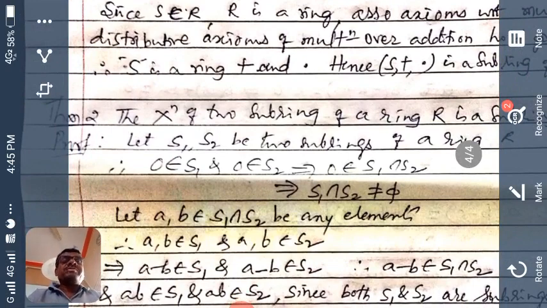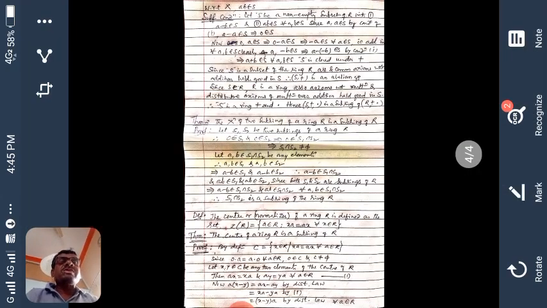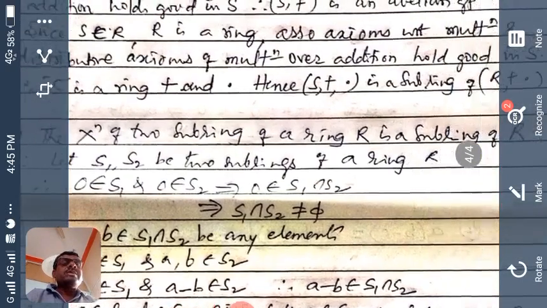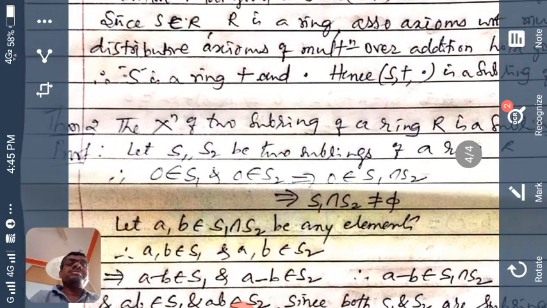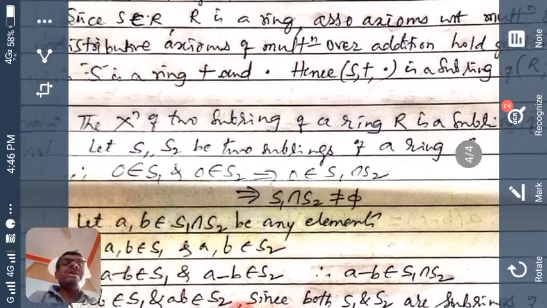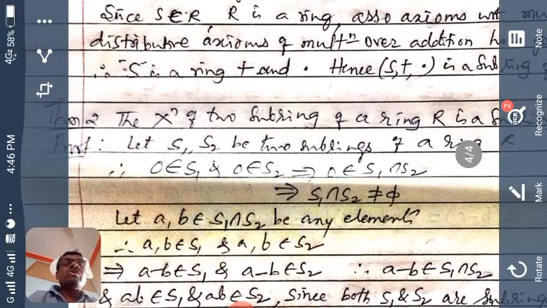Then one more important theorem: the intersection of two subrings of a ring R is a subring of R. It means the intersection of any two subrings is always a subring. That is the simplest statement. To show this by the definition of a ring, take any two subrings, say S1 and S2, subrings of a ring R. Therefore, 0 belongs to S1, also 0 belongs to S2. Therefore, 0 also belongs to S1 intersection S2. It means S1 and S2 are non-empty, and the intersection of S1 and S2 is non-empty.